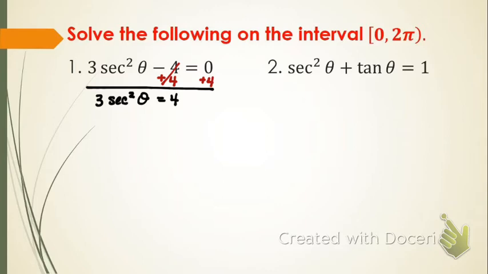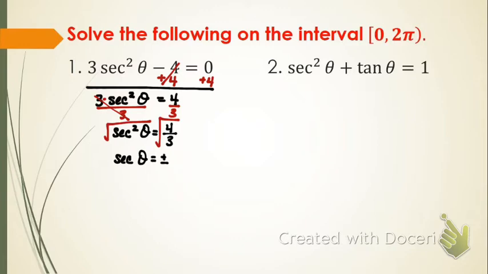And then what? Divide both sides by 3. So I have secant squared theta equals 4/3. Square root both sides. When I take a square root of both sides, what do you have to remember? It's plus or minus. So plus or minus the square root of 4/3.